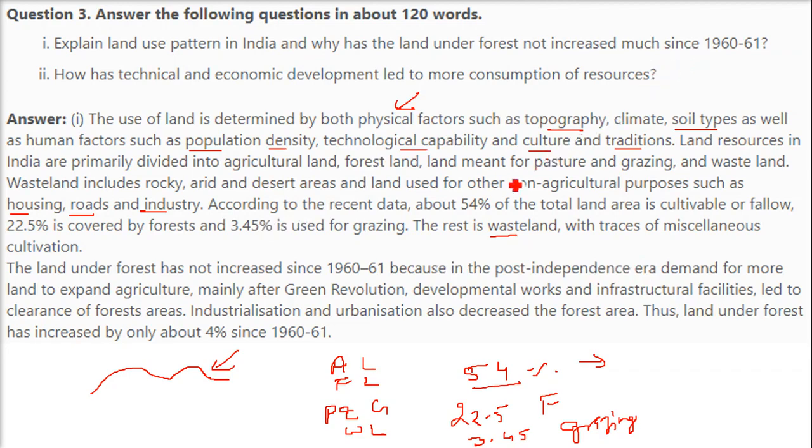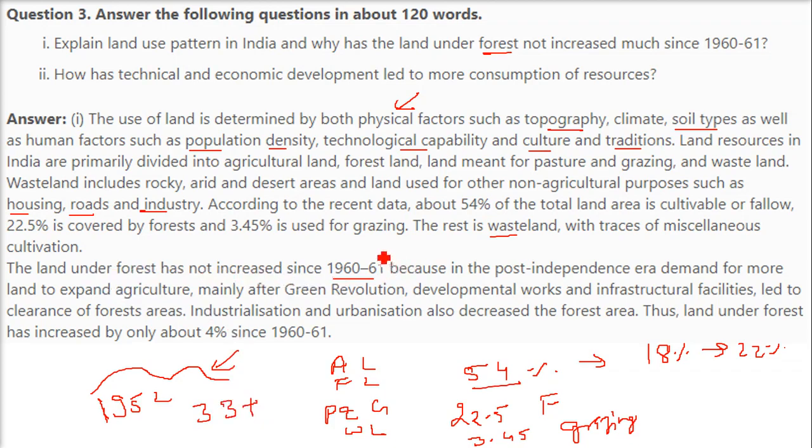But the other part is asking why the forest area has not increased. The land under forest has not increased much since 1960-61. It has just changed from around 18% to 22%. And by the 1952 National Forest Policy for the Indian region, we ought to have more than 33% forest cover.